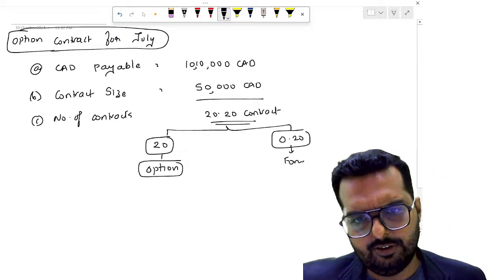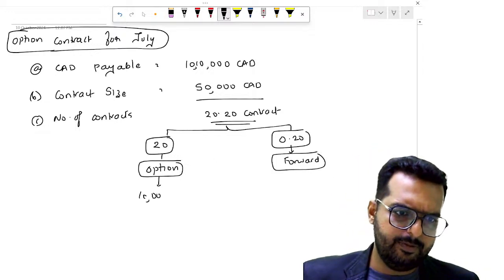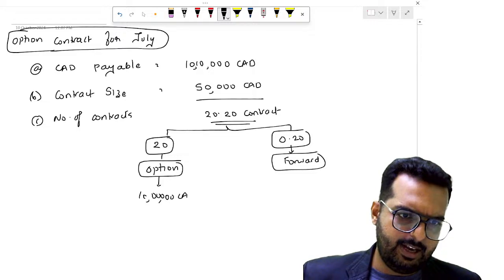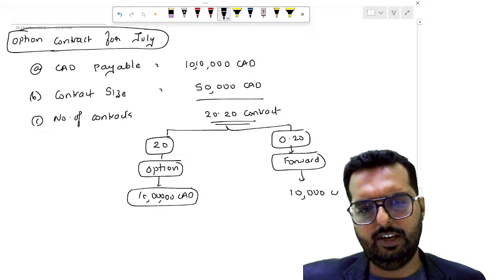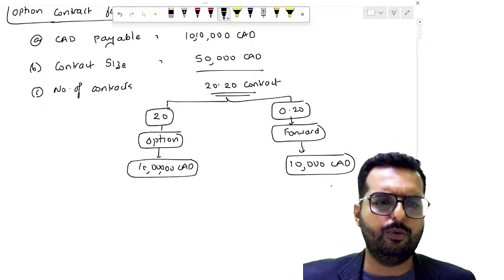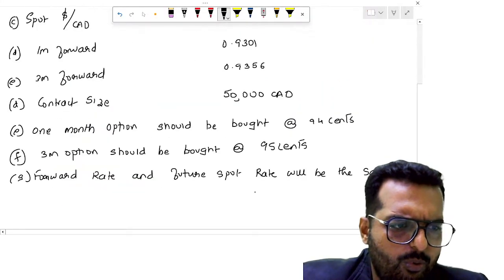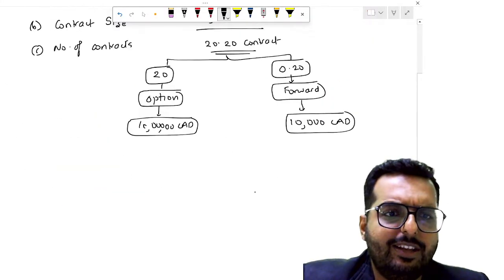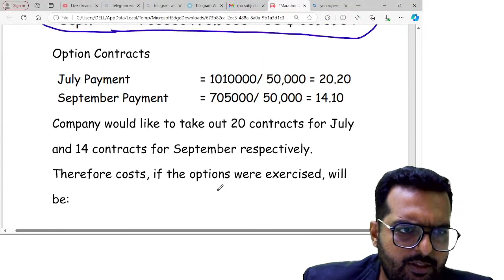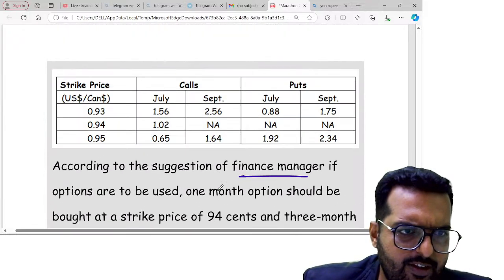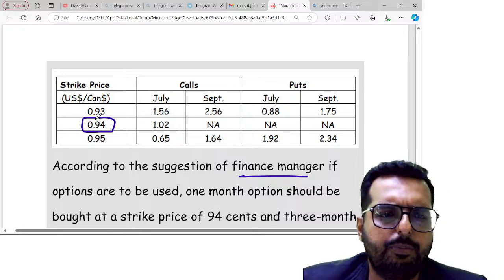The 0.2 contracts, we can shift it to what? Forward. Am I right? So in other words, only 10 lakh CAD will come over here. 10,000 CAD will go under what? It will go under the forward market. Now tell me, what is the strike price that is told? I think in the basic data we wrote that 1 month options will be bought at 94 cents. They have given a table over here. Strike price 94 cents is what we are supposed to take.